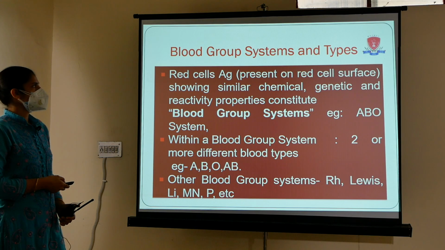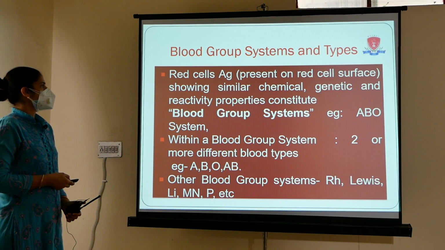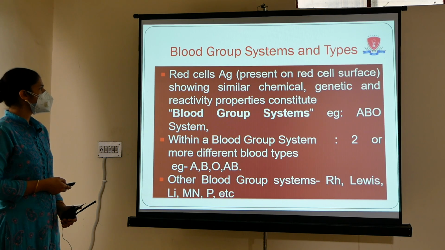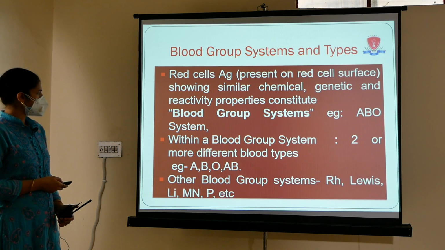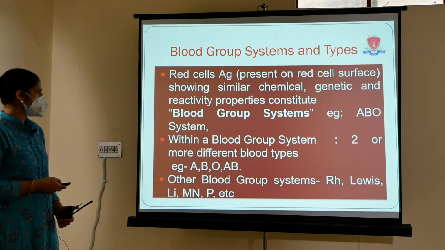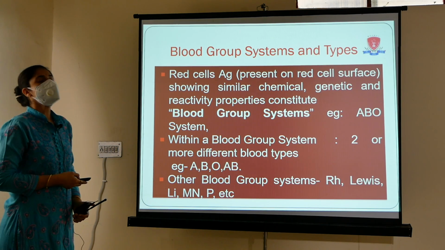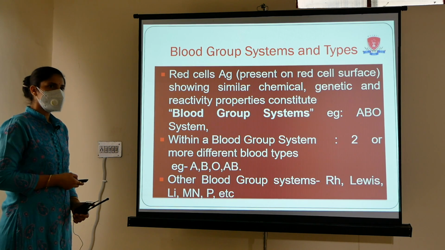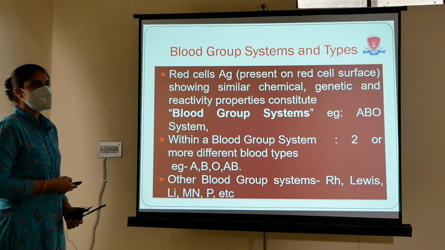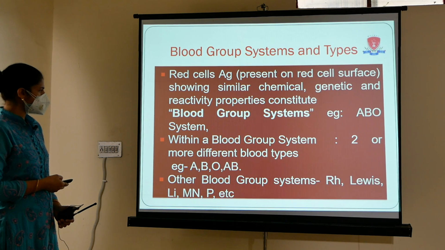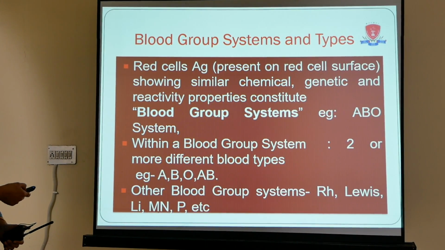Blood group systems and their types. RBC antigens showing similar chemical, genetic and reactive properties constitute a blood group system, like the ABO system. Within a blood group system, two or more different blood group types are found, like blood group A, blood group B, blood group O and blood group AB. So we can determine the blood group of any individual by the absence or presence of particular antigens on the cell membrane of the RBC. Other blood group systems are the Rh system, Lewis system, MN system, P system, etc.